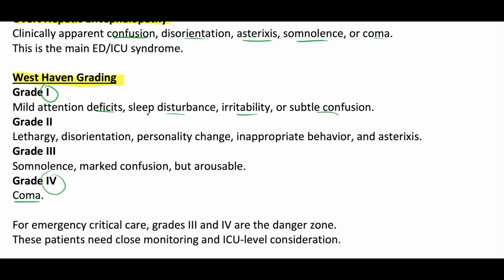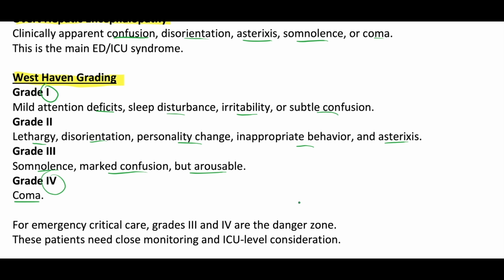So grade 2 is a little more clinically apparent. There's some lethargy or tiredness, some disorientation, personality changes, inappropriate behavior. And you start to see that asterixis. And grade 3 is obviously going to be a progression towards that coma, that grade 4. So grade 3, you're more somnolent, you're markedly confused, but you are arousable. So it's this progression, right? From grade 1 to 2 to 3 to 4. Grade 1 being mild and really difficult to even clinically identify.